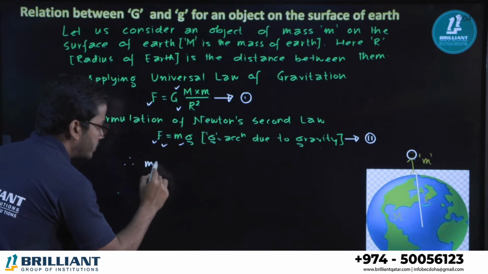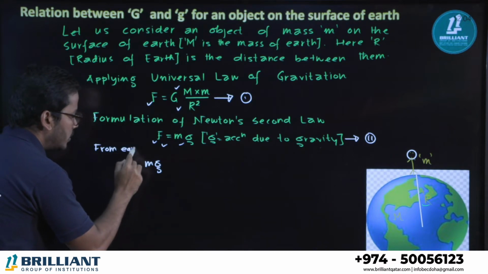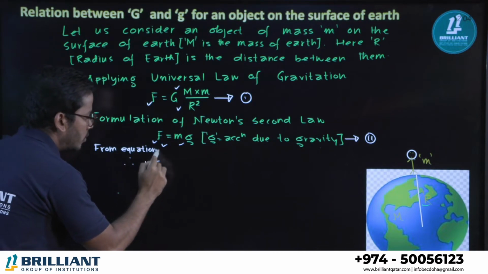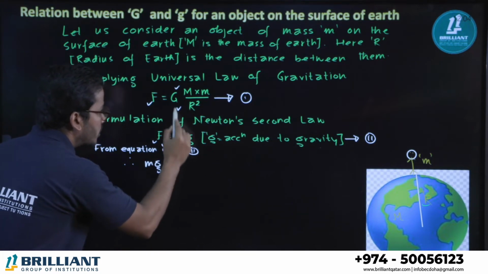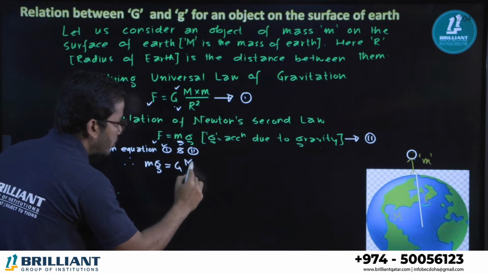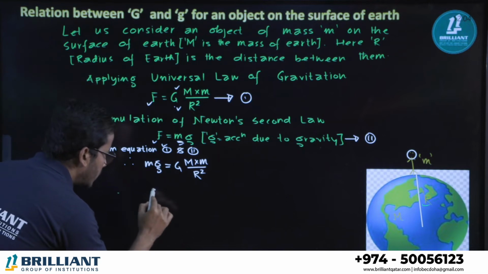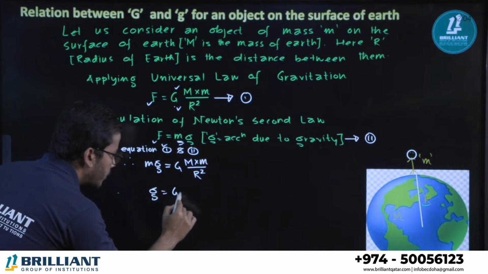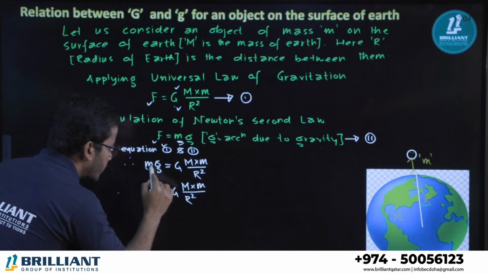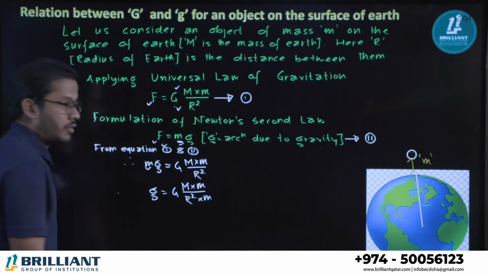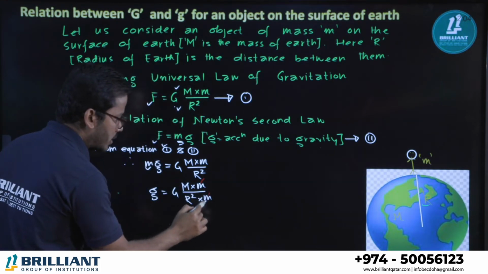So both forces are equal. Therefore, from equations 1 and 2, mg will be equal to capital G M into m divided by r square. Now take the value for m downstairs. This m, you need to take it downstairs. That's what you will do when you simplify the value further. So you can clearly see the masses are cancelled.